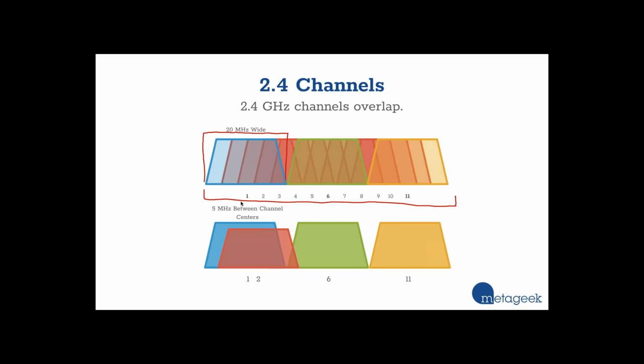So how is it that we have channels 1 through 11 available? Well, it's because of how the channels are laid out. Channels are marked by their center. So for example, here's the center of channel 1. And to find the center of channel 2, we're just going to increment up 5 megahertz, and that's going to put us at the center of channel 2. And when you do that, you realize that channel 1 and channel 2 overlap with each other by about 75%.